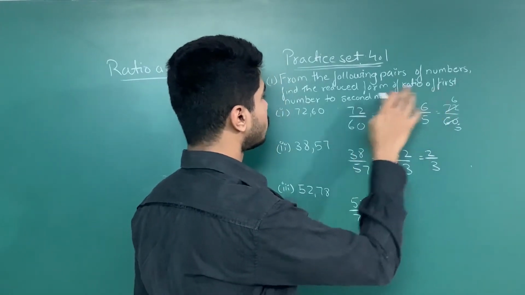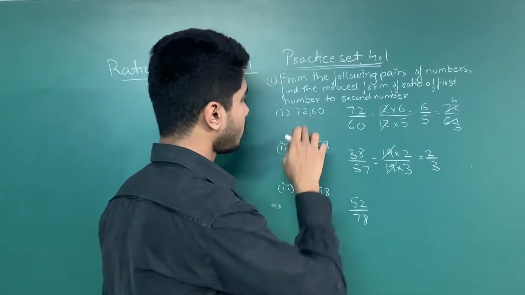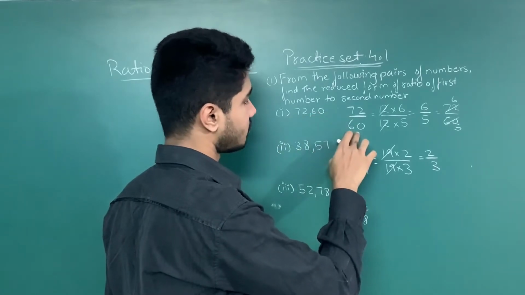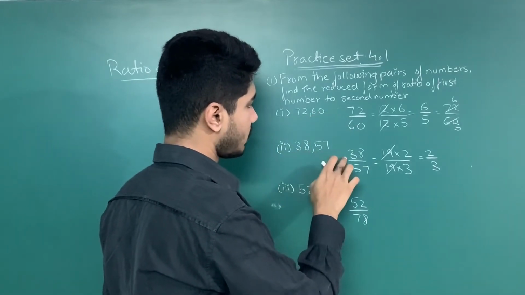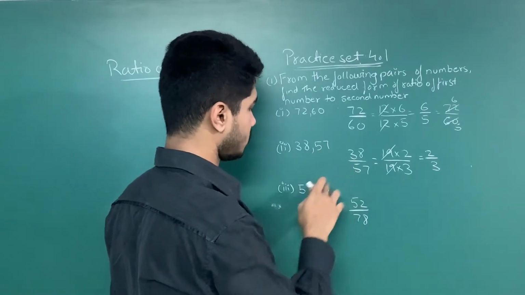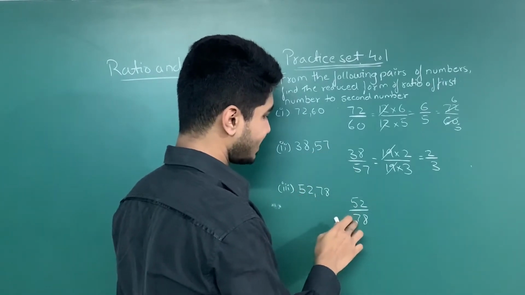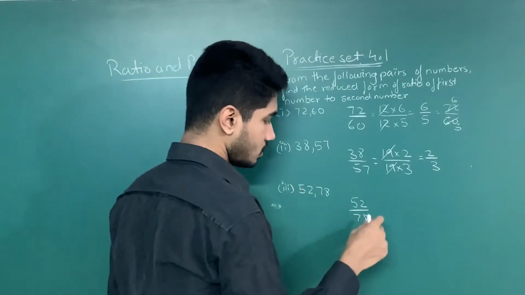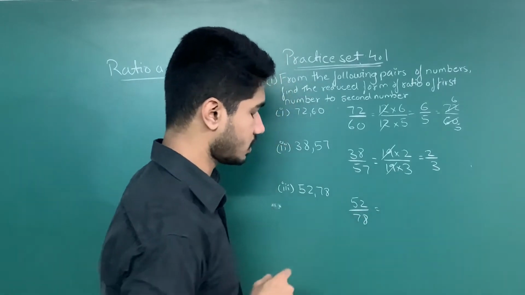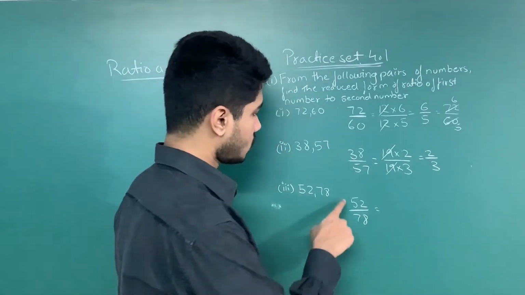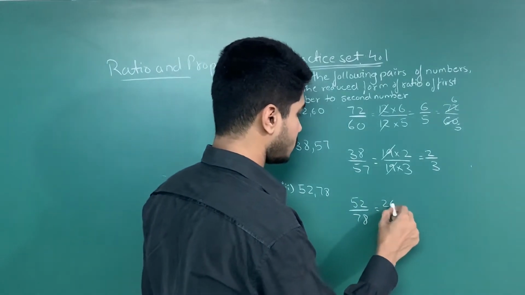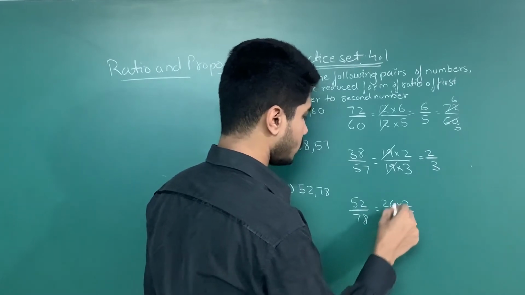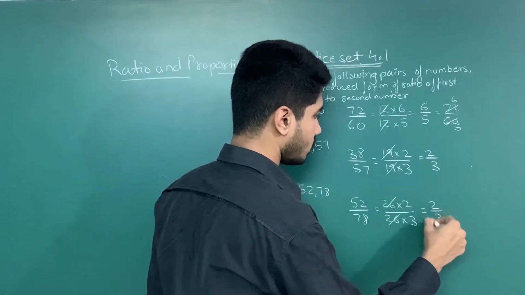Now, the question is first number to the second number. So, जब भी आपको ऐसा क्वेश्चन मिलता है, 72 यहाँ पे फर्स्ट नंबर हो जाएगा और 60 यहाँ पे सेकंड नंबर हो जाएगा. In case of this also, 38 will become the first number, 57 will become the second number. 52 is the first number and 78 is the second number. First number is also called the predecessor and the second number is also called the successor. Now 52 upon 78. We can write this as 26 into 2 and this as 26 into 3. The 26 gets cancelled and you are left with 2 upon 3.